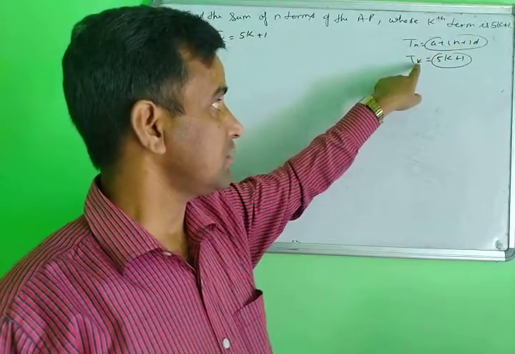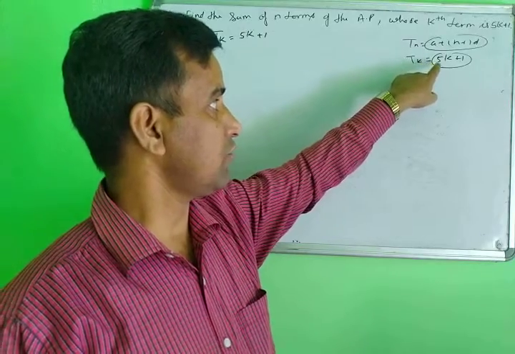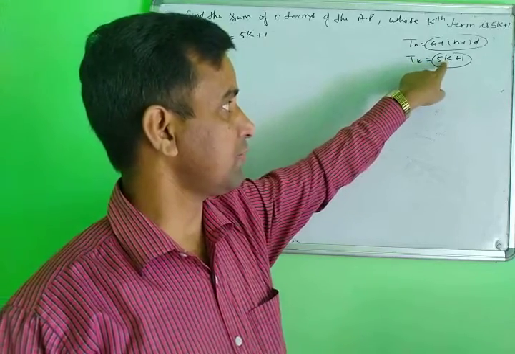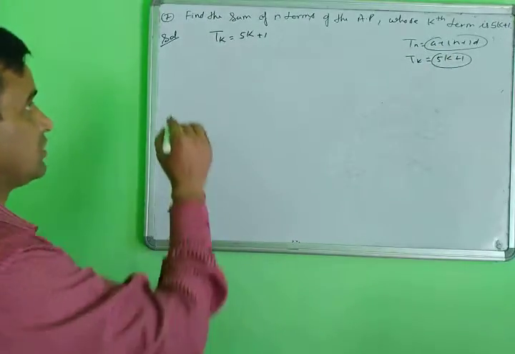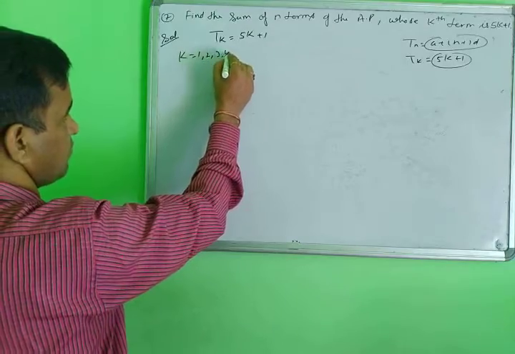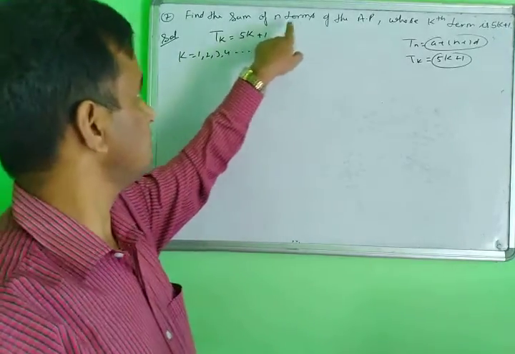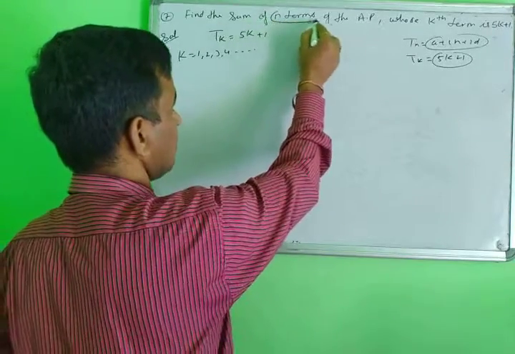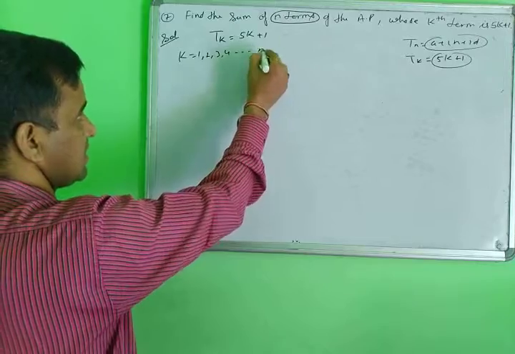But you are given the value for the Tk term, so in the place of n put k, and put the value 5k plus 1 in place of this. But first of all, you find the terms for k equal to 1, 2, 3, 4 and so on, because there are n terms. Here you find the sum of the n terms.